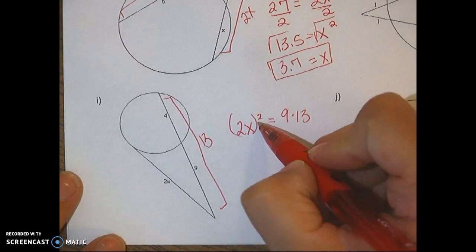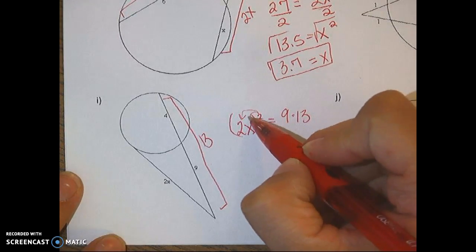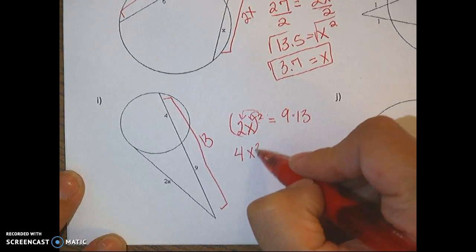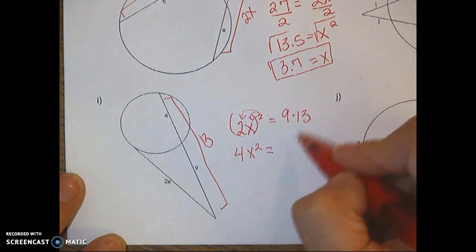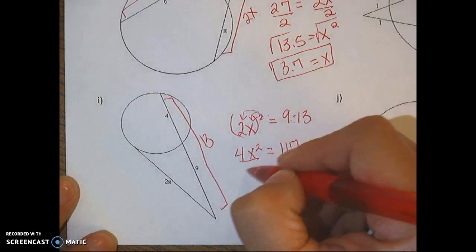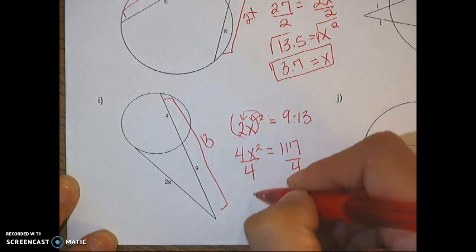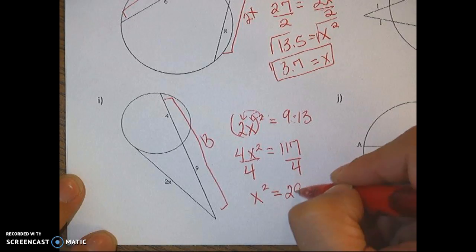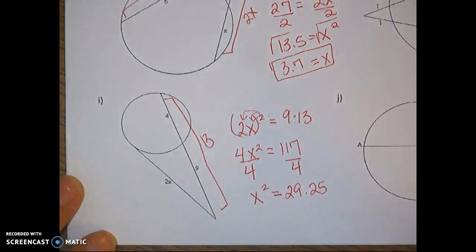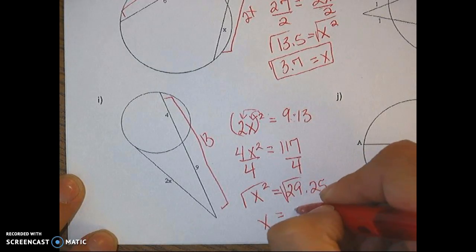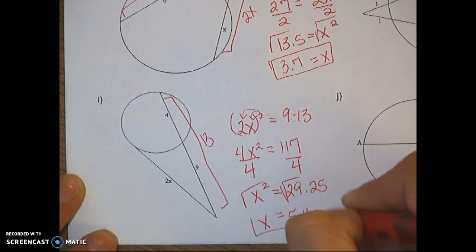With a squared on the outside of parentheses, you do have to square everything inside. 2 to the second power is 4. X to the second power is x squared. 9 times 13 is 117. I'm still going to get x by itself completely, so I divide by 4, and you get x squared equals 29.25. Then I take the square root of both sides, and you get x equals about 5.4.